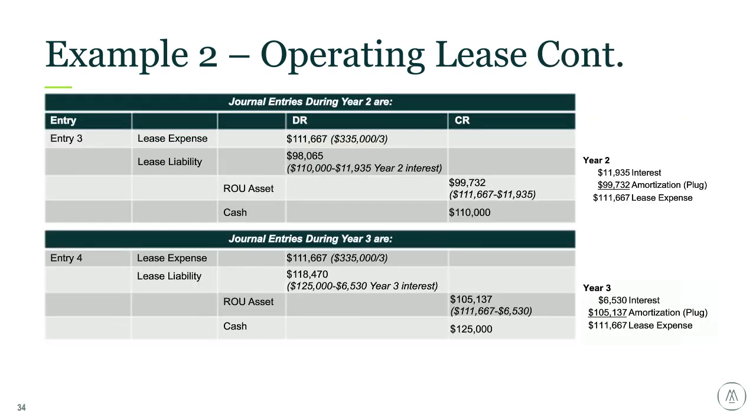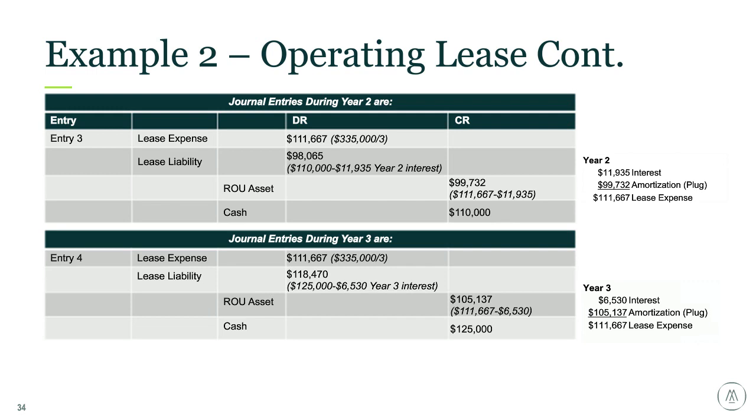Year 2, same type of thing. We know the lease expense has to be the same every year, and so we debit our lease expense of $112. We record the lease liability minus the interest expense component, and then the plug figure goes to amortization expense on your right-of-use asset, and then you finally credit cash to go out.